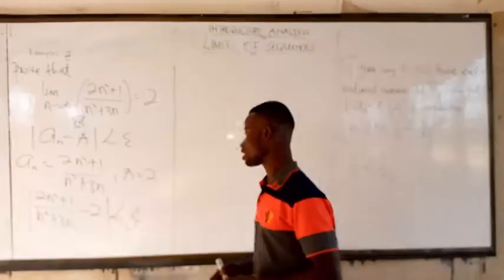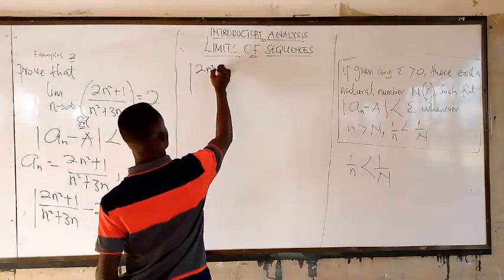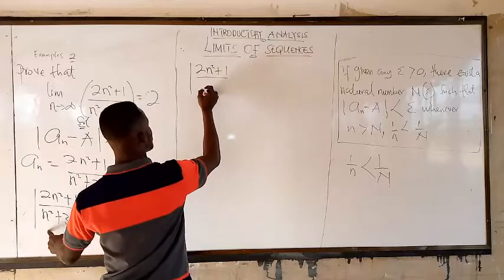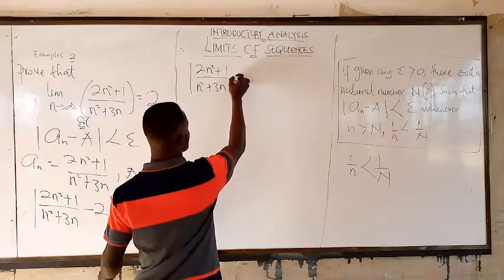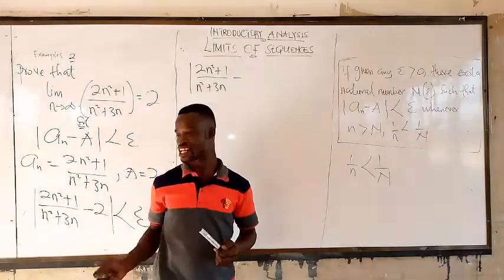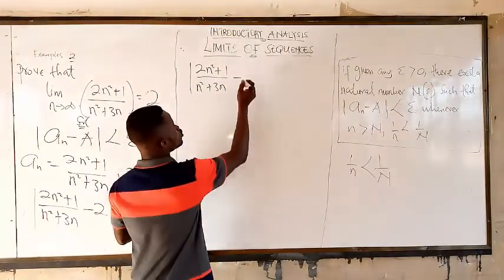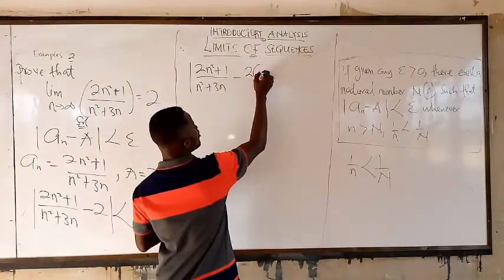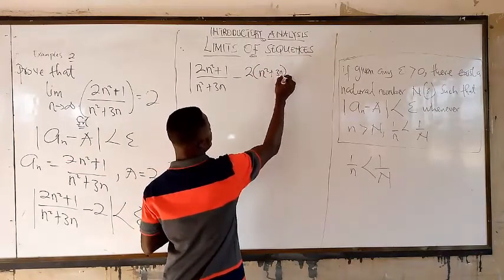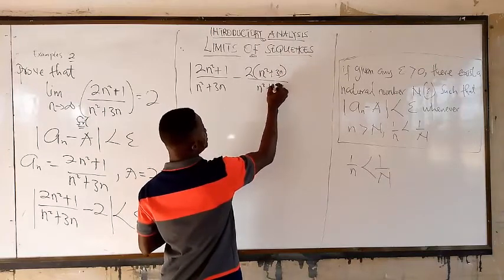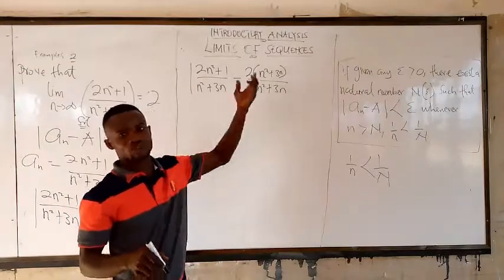So here we have (2n squared plus 1) over (n squared plus 3n) minus 2. We want to achieve the same denominator, so we have to multiply this. We create and destroy, so we know that this and this cancel out and you get 1. So it's the same thing.